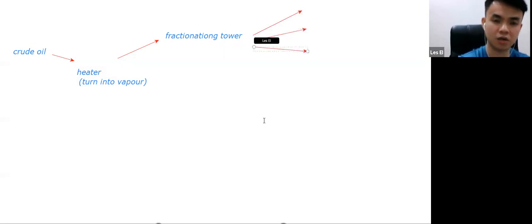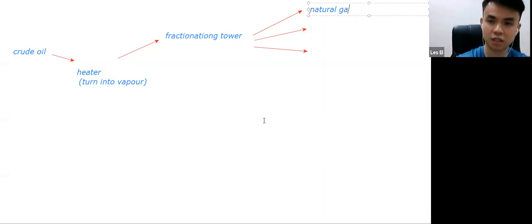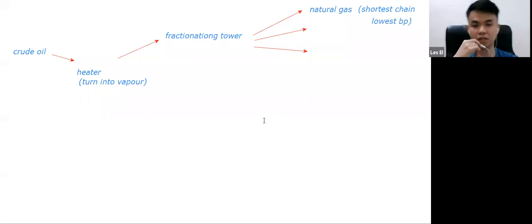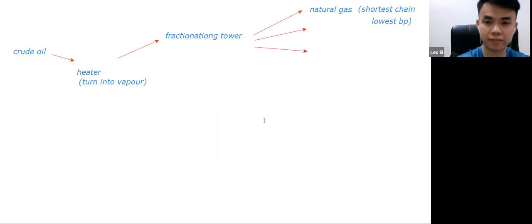The one that you collect at the very top is natural gas, because it has the shortest chain, so it has the lowest boiling point. If you do fractional distillation, the one that you collect first is the one that has the lowest boiling point. So the first layer is natural gas. After that, if you go lower, it will give you gasoline. In some textbooks they write it as petrol.